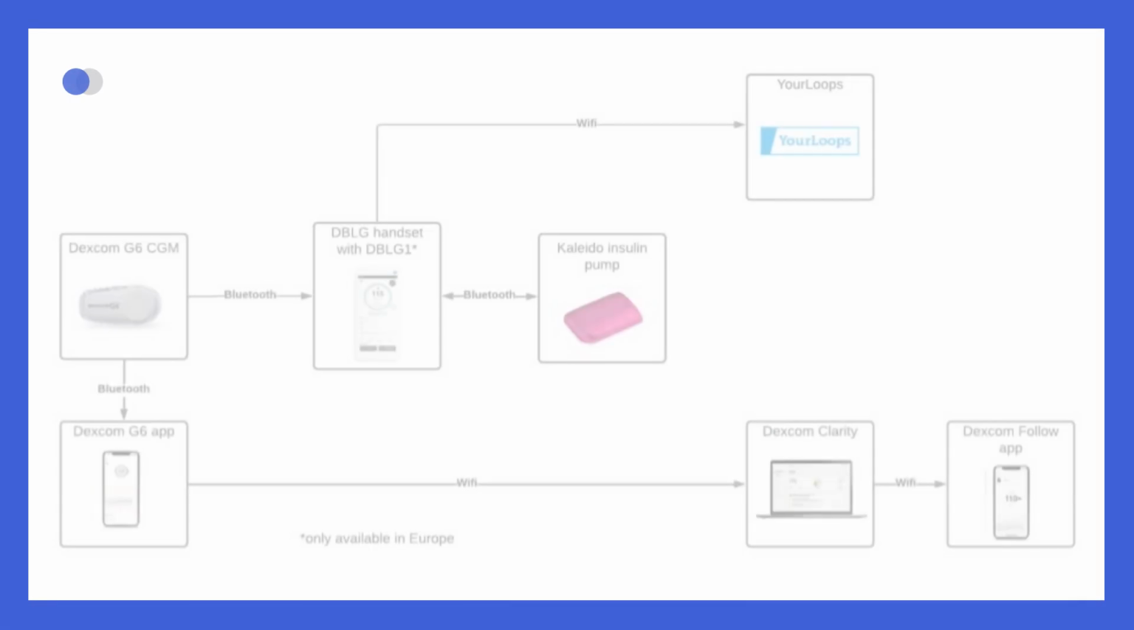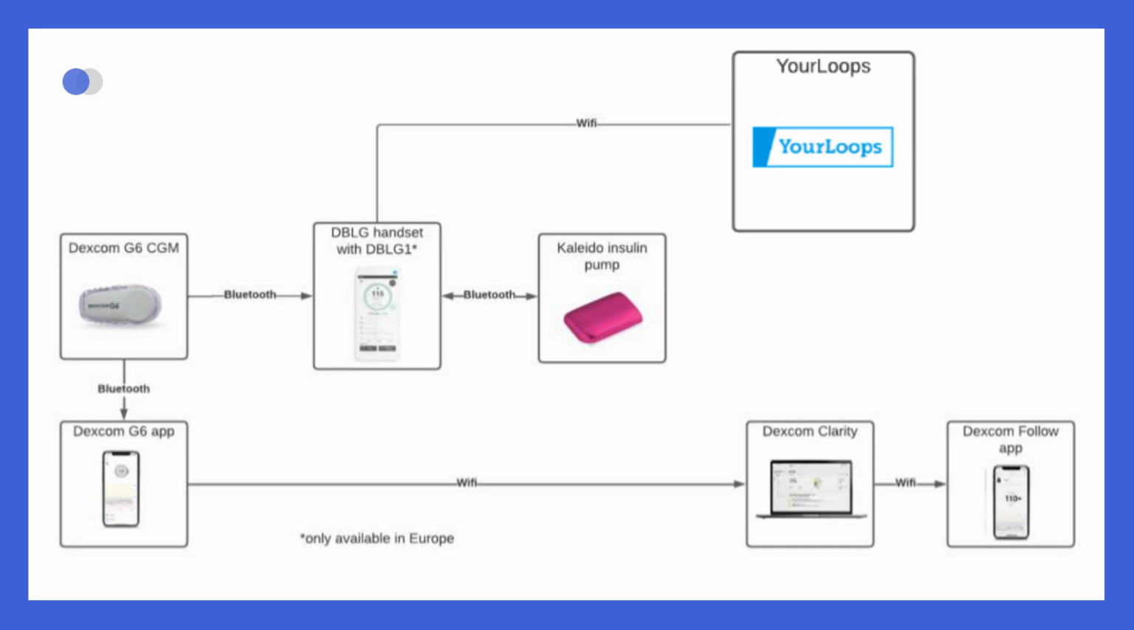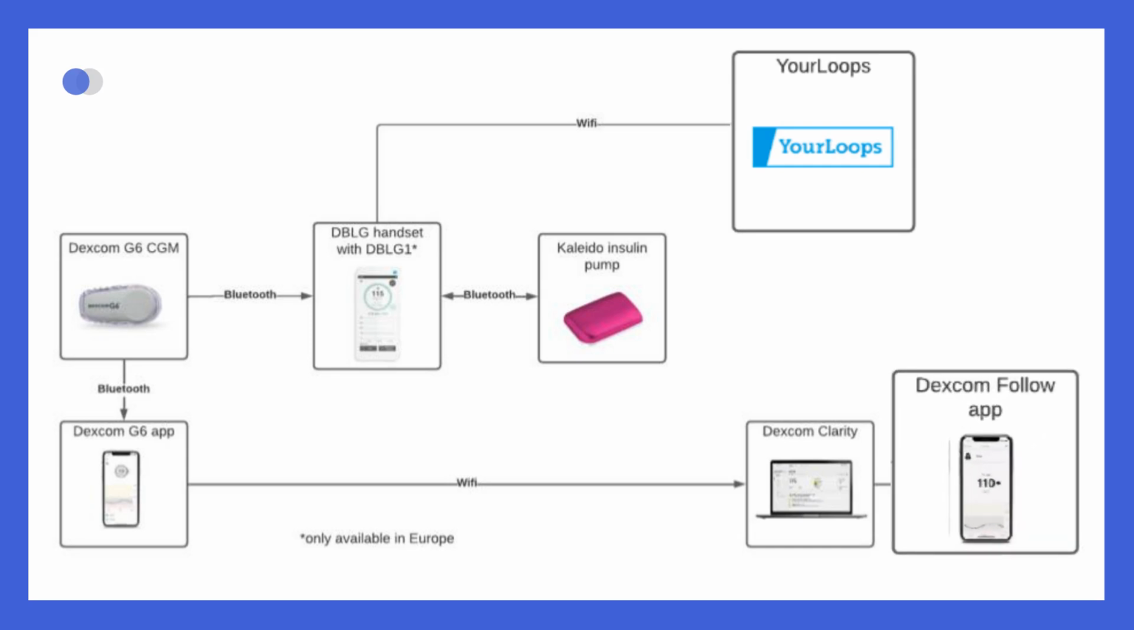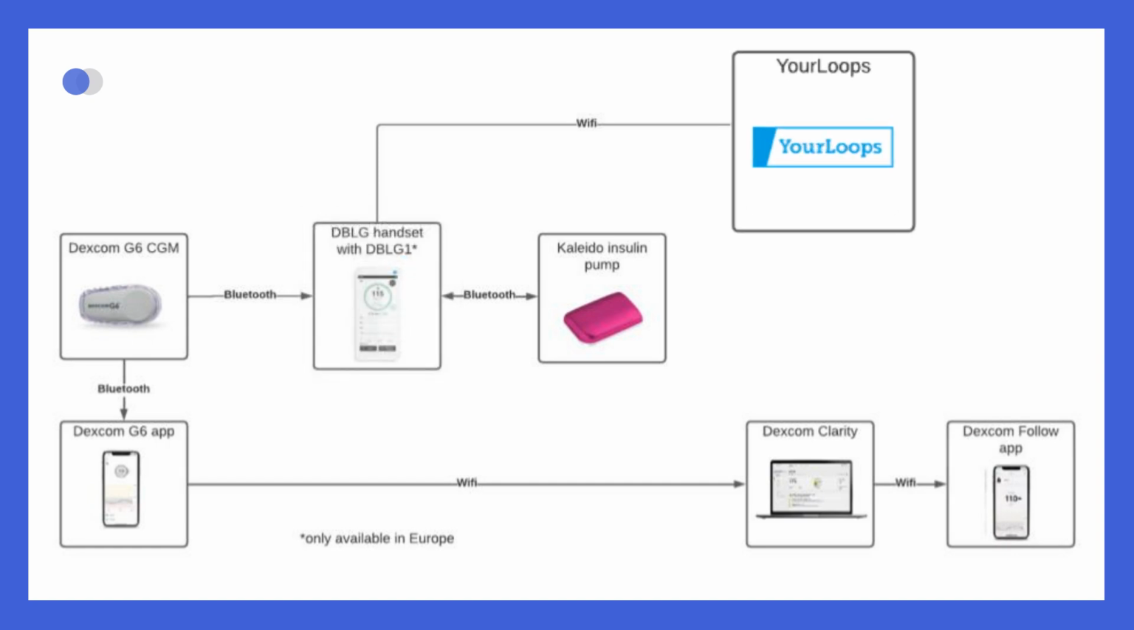1.6. Share. With the DBLG1 system, you have the option to share insulin and glucose data with your healthcare provider and family members via Your Loops and Dexcom Follow. Real-time monitoring of glucose values is possible for both parties. The DBLG1 handset remains continuously connected through its built-in SIM card, eliminating the need for manual data retrieval.